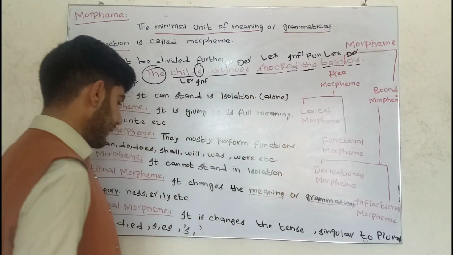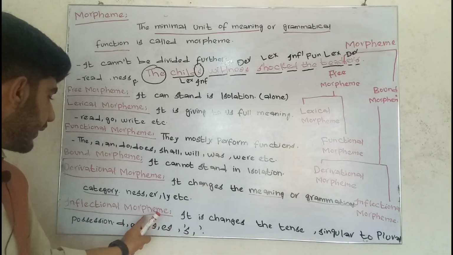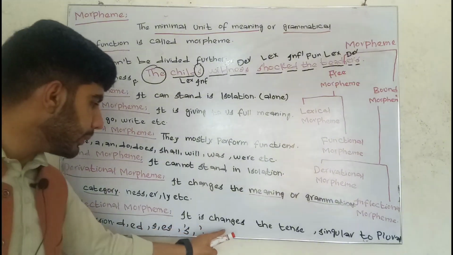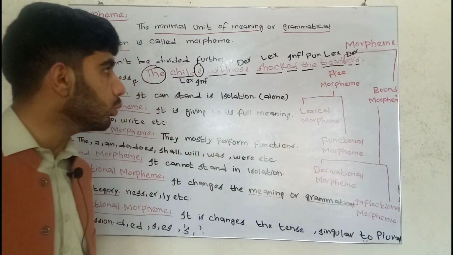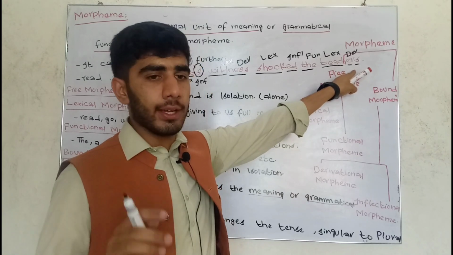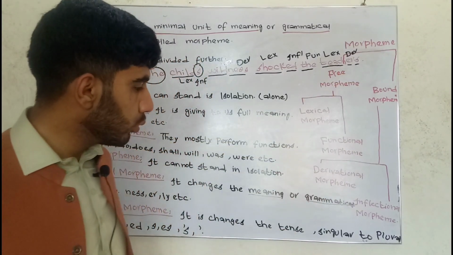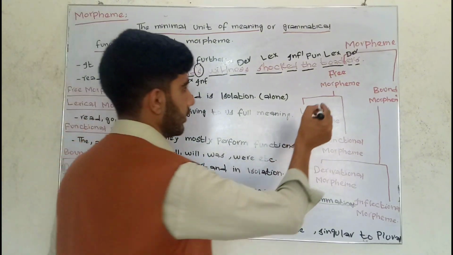And the last one is s. The child's wildness shocked the teachers. Within the category of inflectional morpheme, it changes the tense and singular to plural. Teacher is singular, and whenever we put the s with teacher, it becomes plural. So it's an inflectional morpheme.